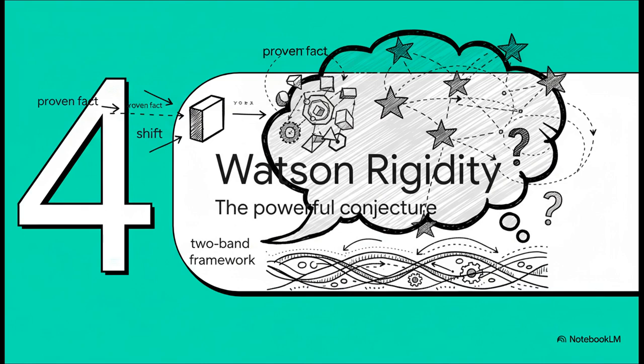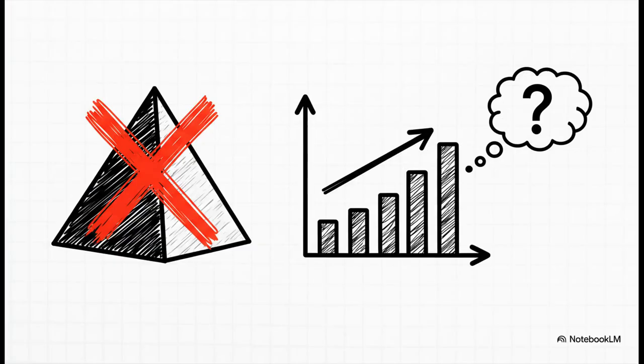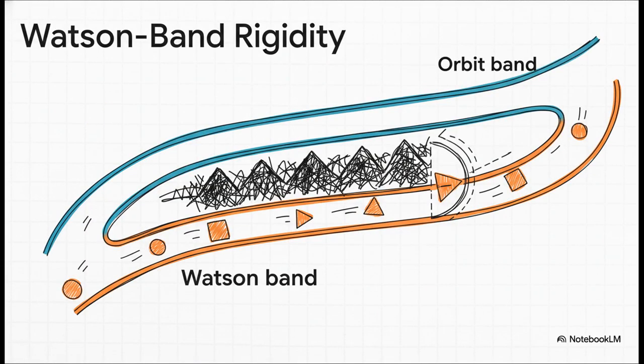And here, we have to shift our language very carefully because we're moving from something that is proven to something that is a powerful, evidence-based conjecture. So, just to be absolutely clear, this next part is a hypothesis. It's not a theorem. Yet. This brings us to Conjecture 3.3, which is called Watson band rigidity.